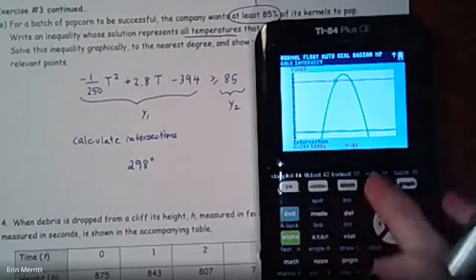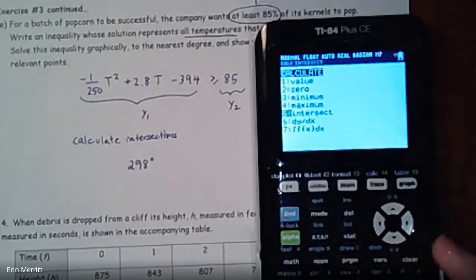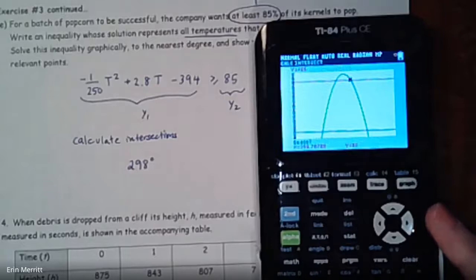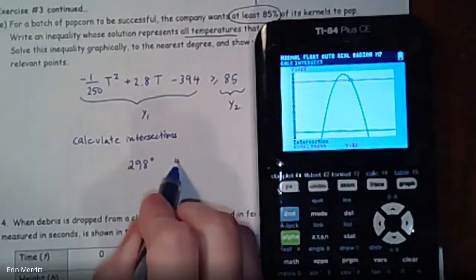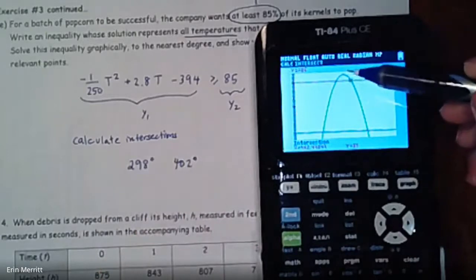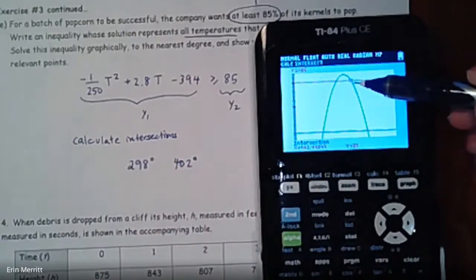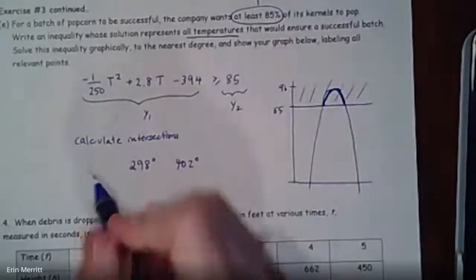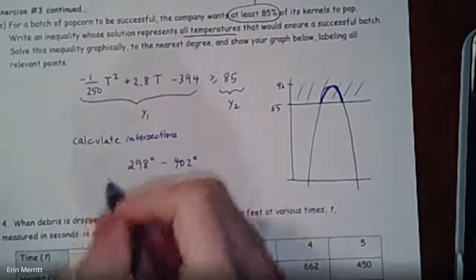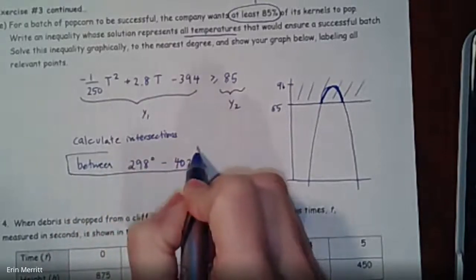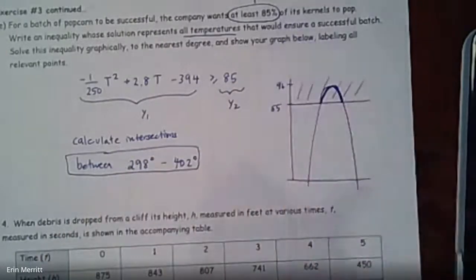And then if we do second, trace, intersect, slide on over, hit enter, enter, enter, at 400 and about 2 degrees. So what that means, it's gone past the peak and it's either burned some stuff up or it went so far past it that it just didn't pop as many there. All right, I'm not going to try to overthink the science of corn popping here. All right, so it's between those two temperatures that you should have at least 85% of the kernels pop here.